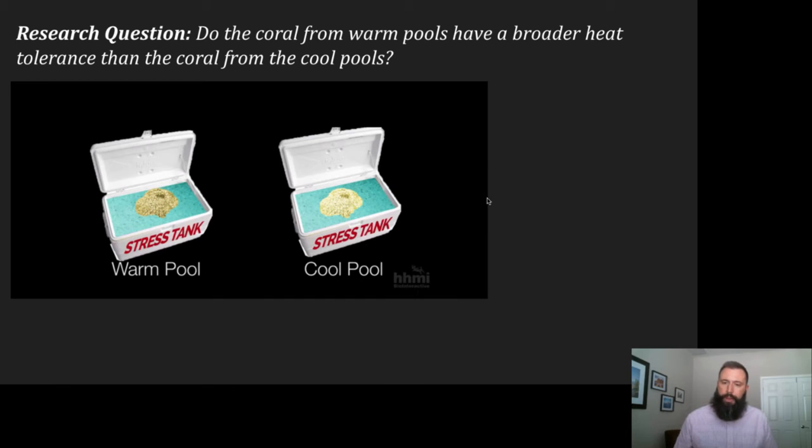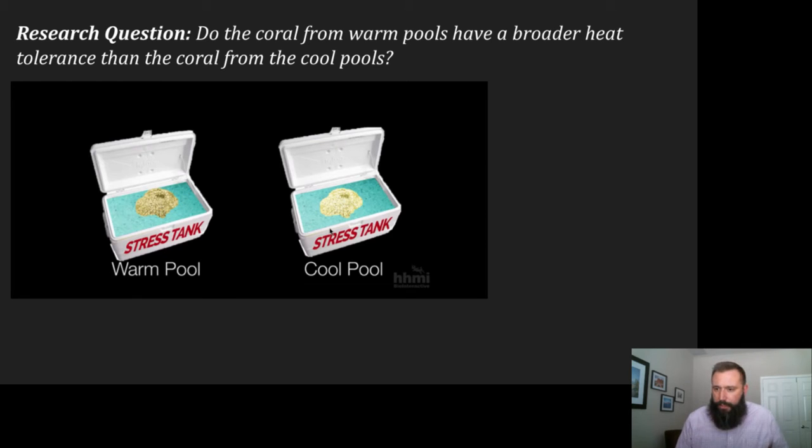So here's the experiment. The researchers from the video that I got this from took the coral from the warm ocean and put it into a stress tank, a heat stress tank. And what it does is it kind of mimics the tides, the high tide and low tide movement of water, and increases and decreases temperatures throughout.